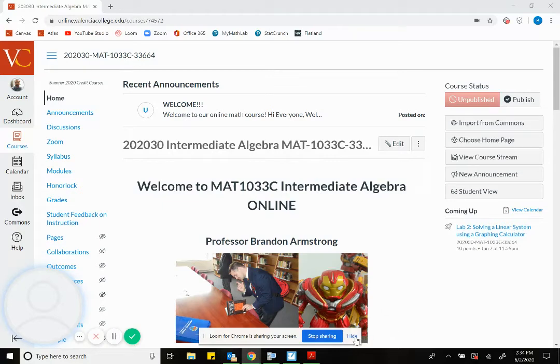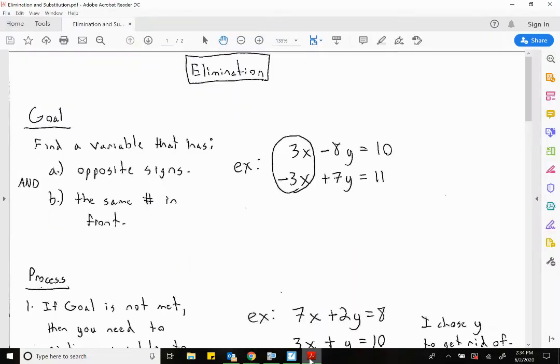Halfway there to finishing up solving with systems. We've learned graphing. Today in section 2.3, we're going to talk about elimination. And then 2.4 will be substitution. Those are all the methods we know about solving systems. So 2.3 is all about elimination.